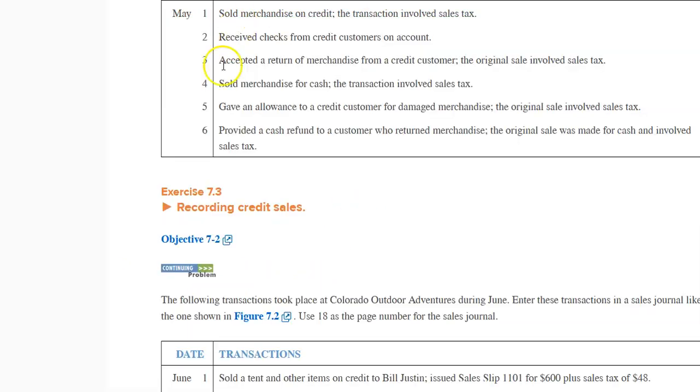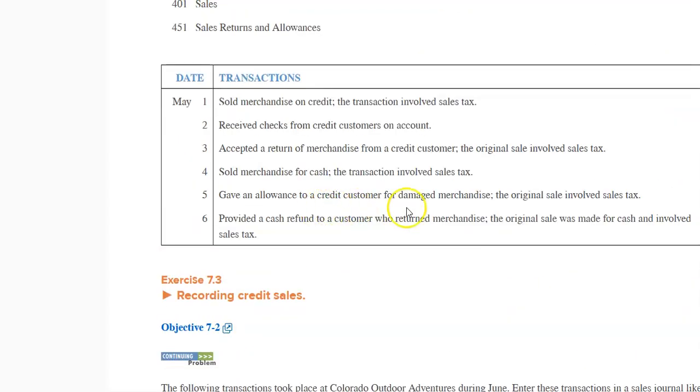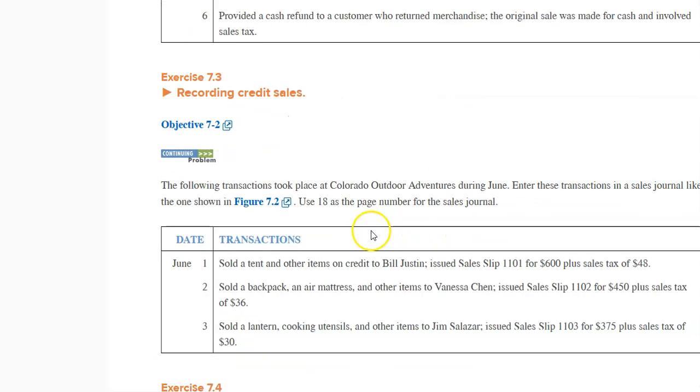And the last one, provided a cash refund to a customer who returned merchandise. The original sale was made for cash and involved sales tax. So now we have cash, sales, and sales tax. So it's the same as the last one. The only difference is this one was on account, so accounts receivable was affected. This is going to be the same thing, but this time it'll be cash.